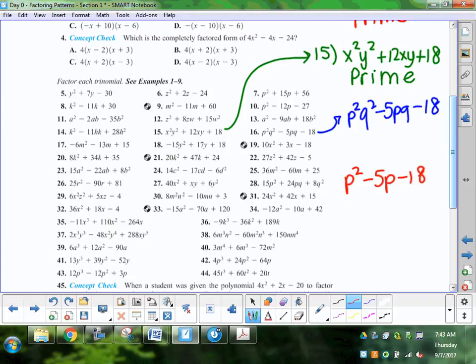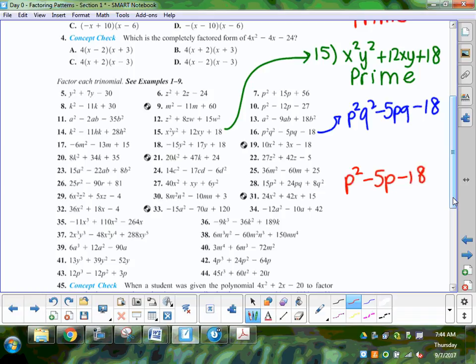What about if I had this? So as I start to do that, let's look at the factors of 18 again. What are the factors of 18? Let's try 9 and 2. Can that give me a negative 5? No. What was the other one? 6 and 3. Is that going to give us a negative 5? What about the other one that we did? 18 and 1. Is that going to work? So guess what?